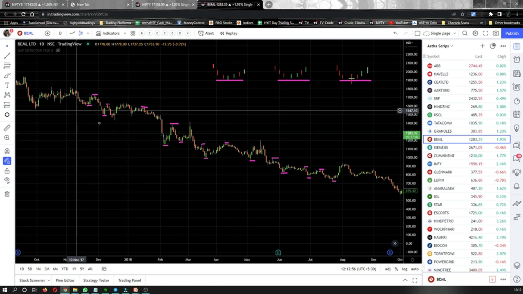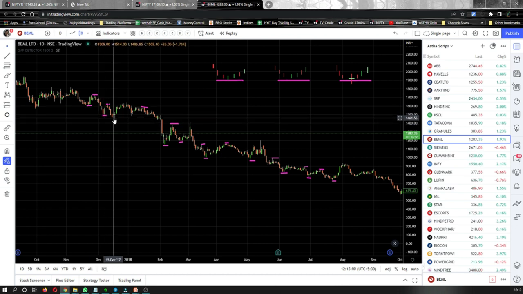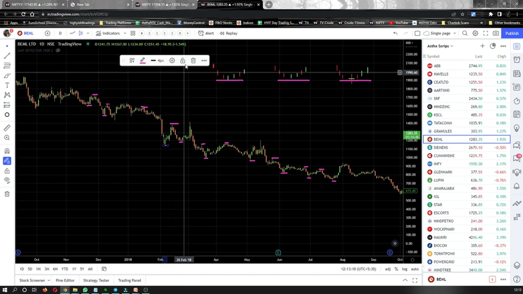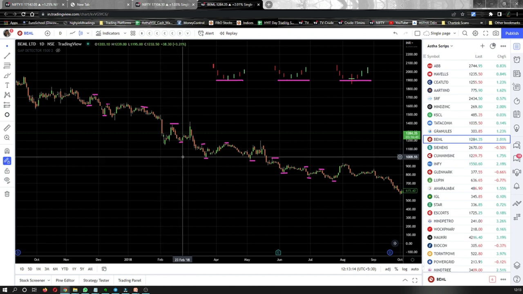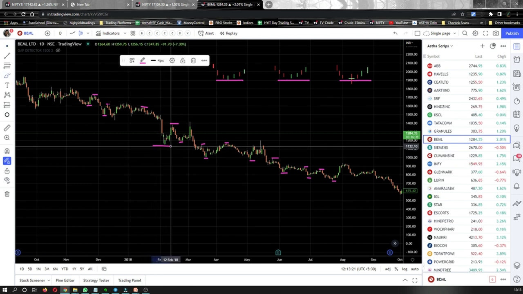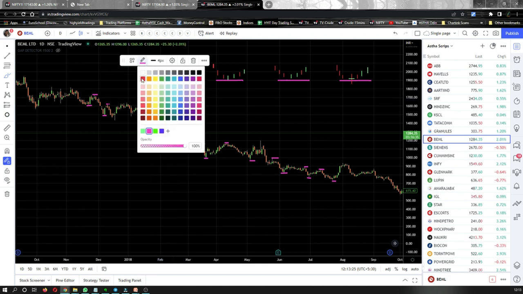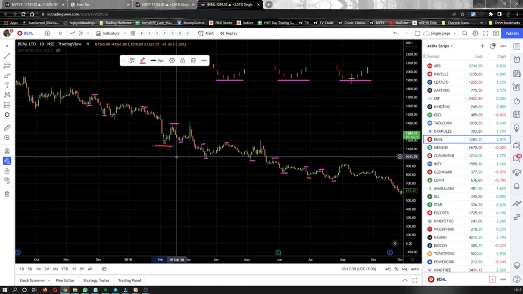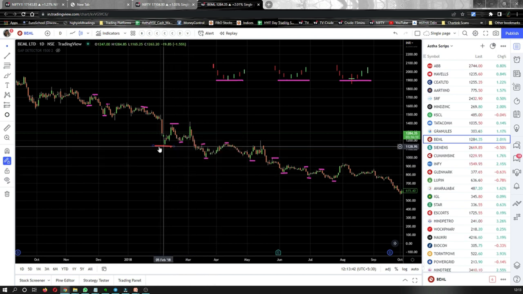Now, when this stock is in a downtrend and a lower low forms, let's talk about this lower low. So you need to bring in an indicator that actually works as a support at this level. Let's make it red. So you need to use an indicator that works as a support at this lower low level.